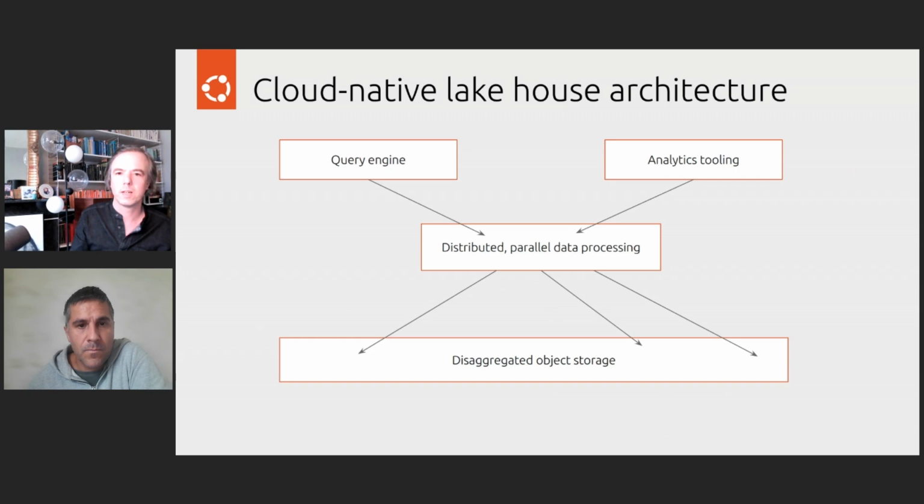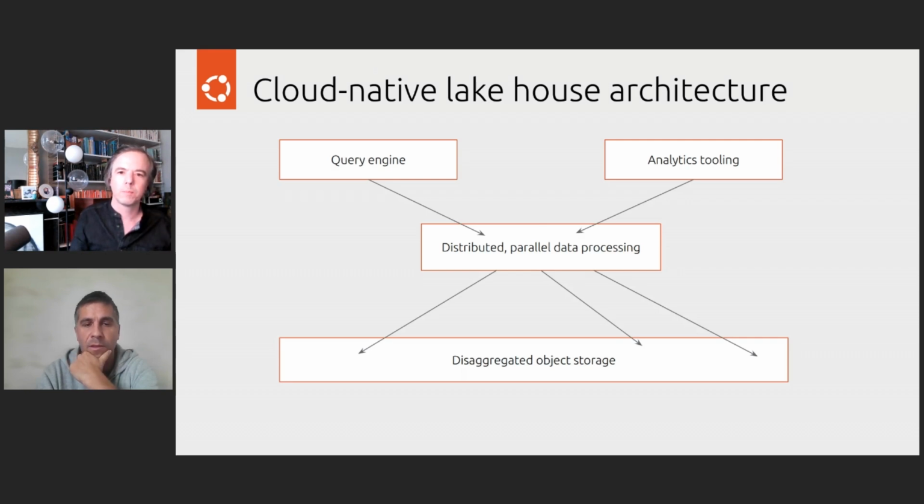A cloud native data lakehouse architecture. When we're talking about a data lakehouse, we're talking about a data warehouse on a data lake, hence the name lakehouse. This is how it looks in abstract terms. You have a disaggregated object storage system as a foundation that stores the data. It's going to store your relational data, your semi-structured data, and your unstructured data in one storage system.